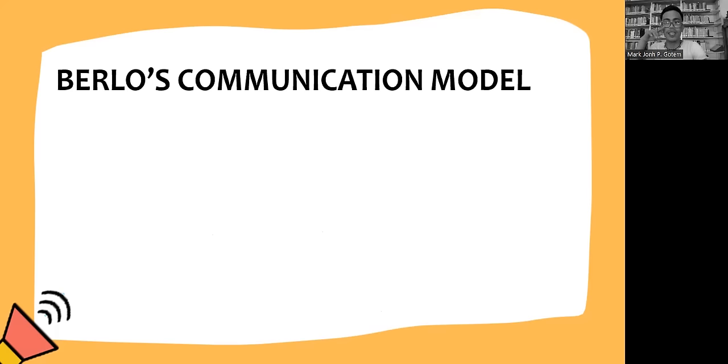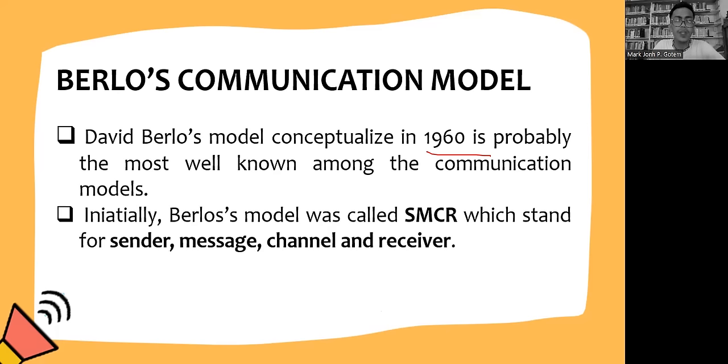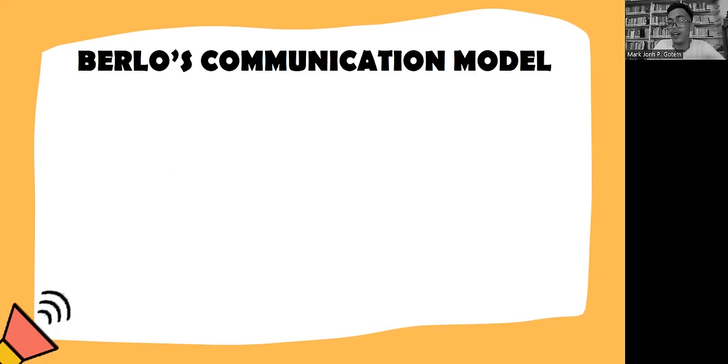Berlo's communication model. David Berlo is the complete name of Berlo. The Berlo communication model, conceptualized in 1960, is probably the most well-known among the communication models. Initially, Berlo's communication model was called SMCR, which stands for sender, M for message, C for channel, and R for receiver. So there are how many variables?